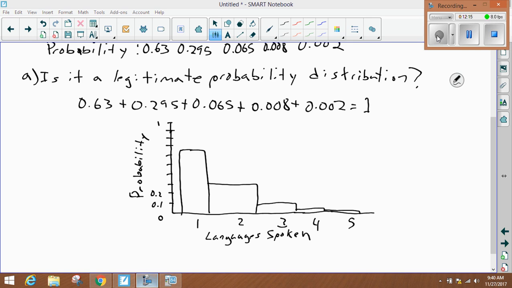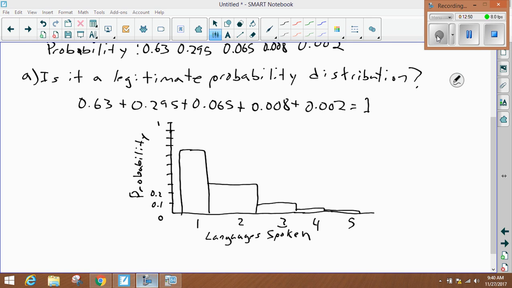Okay, anything else that we see? Because it's skewed, we would probably want to use the median to describe the center of this, right? Because our mean is going to be pushed to the right as well. The book says that the median is 1, but the mean will be slightly higher, of course.